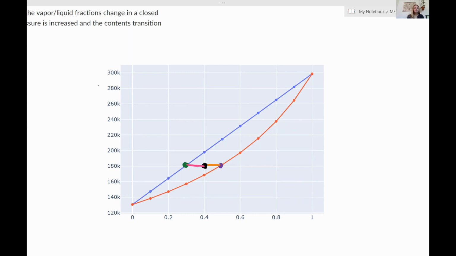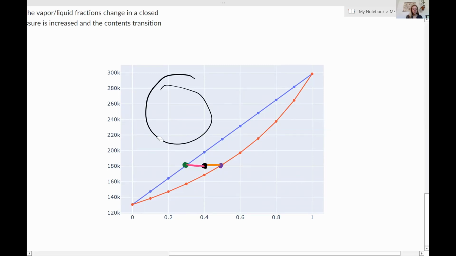So if we were to have a mixture of all liquid, it would be somewhere in the region up here with a higher pressure. And if we decrease the pressure below this red line, we would have all vapor down below. I'm sorry, I think I said that backwards. So we would have all liquid at the top and all vapor below.